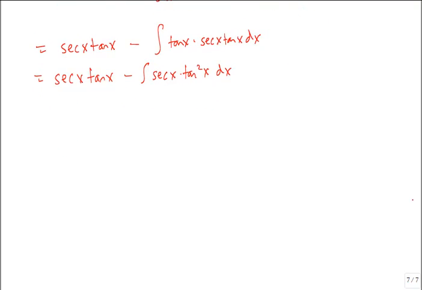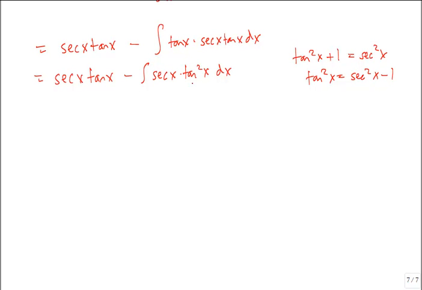Now, how do we integrate that? That doesn't seem to have given us any progress, right? We haven't really made this any simpler and turned it into something we know how to integrate. But there are some identities that we have at our disposal, and what you want to remember is the Pythagorean identity relating tangent squared and secant squared. Tan squared x plus 1 is secant squared x, or tan squared x equals secant squared x minus 1.